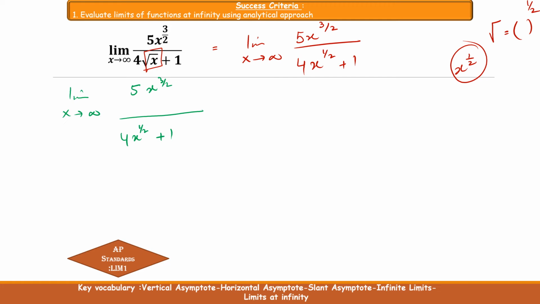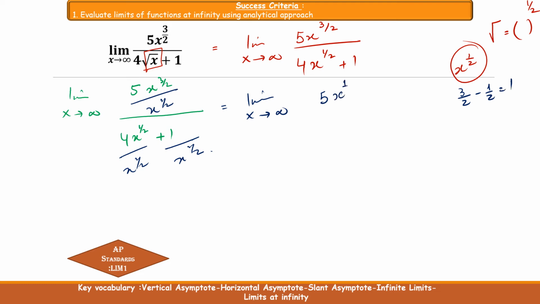And now divide each and every term by x to the power of half. Then we have to simplify. What to simplify? The bigger power minus lower power. So 3 by 2 minus half gives us 1. So we will have 5x power 1. In the denominator, this can be cancelled out. So only we have 5x minus.